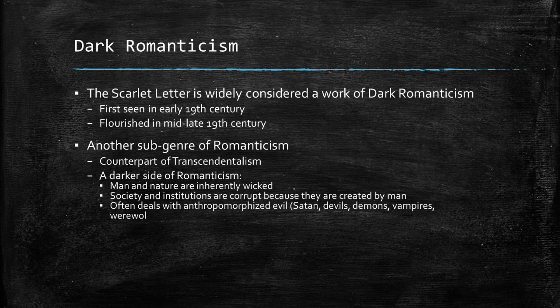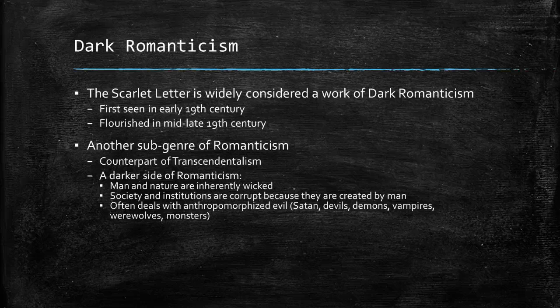If you remember the basic tenets of transcendentalism, you're going to see that dark romanticism takes the opposite approach to that. It's a darker side of romanticism that says, where the transcendentalists said that man and nature are inherently good and that it's only society and its institutions that corrupt the individual, well, the dark romanticists believed that man and nature are inherently wicked and that society and its institutions are corrupt because they were created by man, who is inherently wicked.